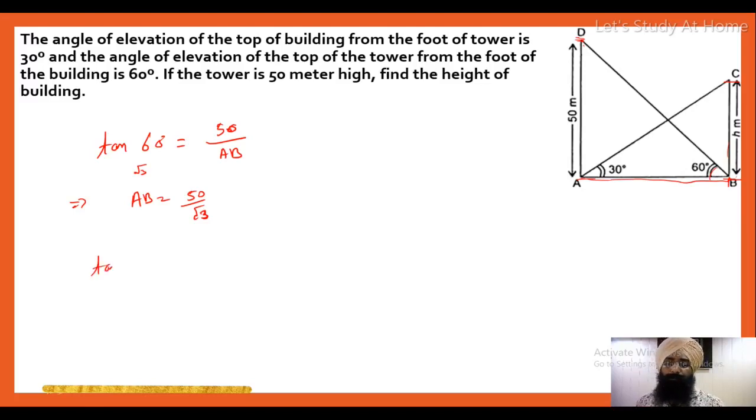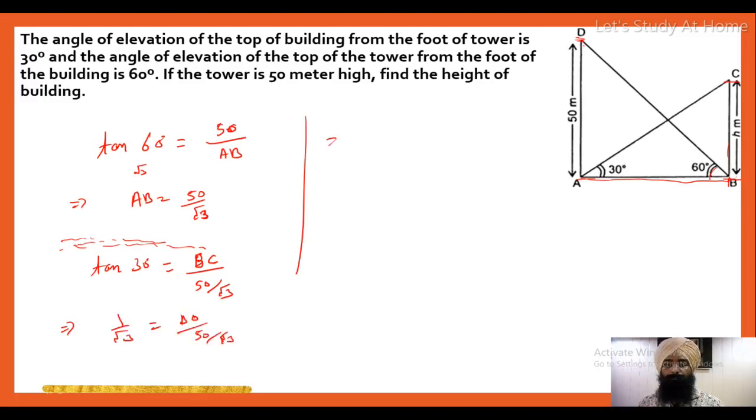Now tan 30 degrees. So tan 30 degrees is again perpendicular upon base. Perpendicular is BC, base is AB. The value of AB we have found already, 50 over under root 3. Very good. You will write everything in the triangle, this you have tried yourself. 1 upon under root 3 is equal to BC over 50 over under root 3.